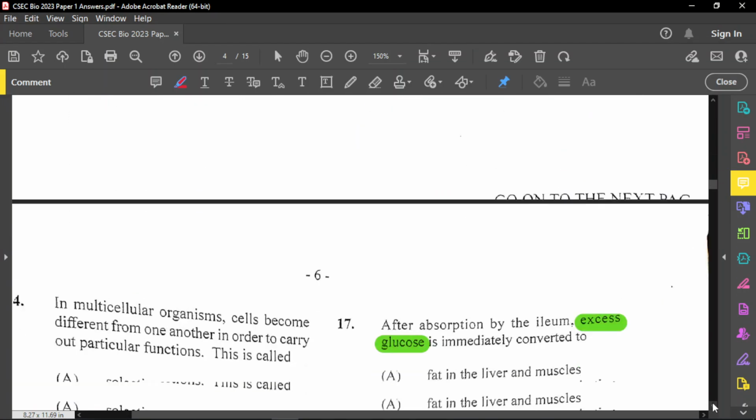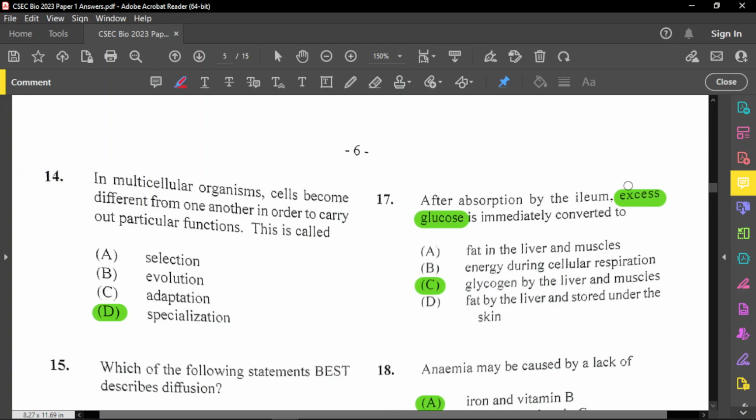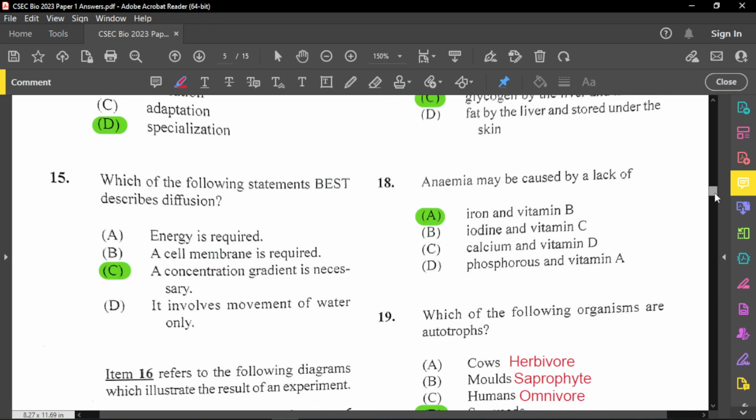All right, and so question number 14. It said in multicellular organisms, cells become different from one another in order to carry out particular functions. This is called cell specialization. And so option D is the correct answer for this question. All right, so let's go to question number 15 now. And question number 15 reads, which of the following statements best describes diffusion?